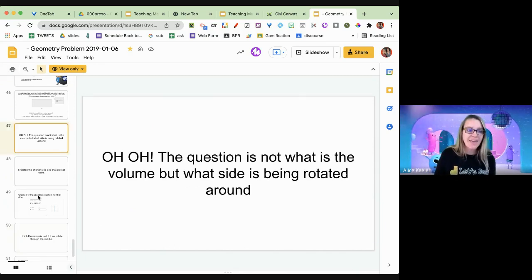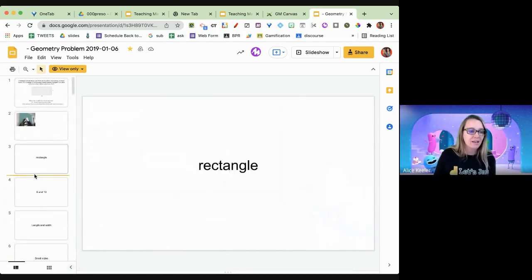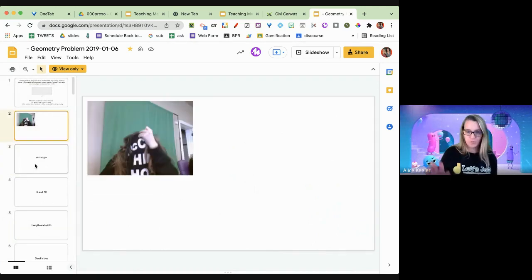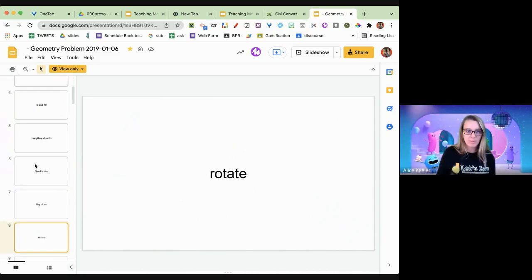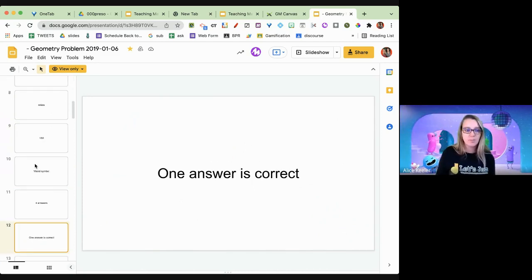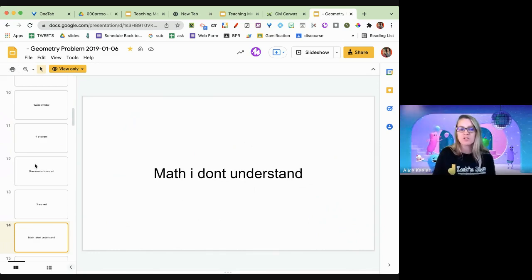Let's go back to all the attitude that we had. We'll start with our initial selfie. Rectangle, 6 and 10, length and width, small size, big size, rotate, weird symbol, 4 answers, 1 answer is correct, 3 answers not. Math, I don't understand. So she started out like, why am I doing this? This is dumb. It's calculus. I shouldn't be able to do this. And she figured it out.